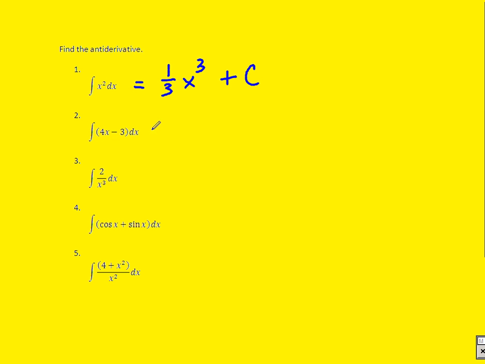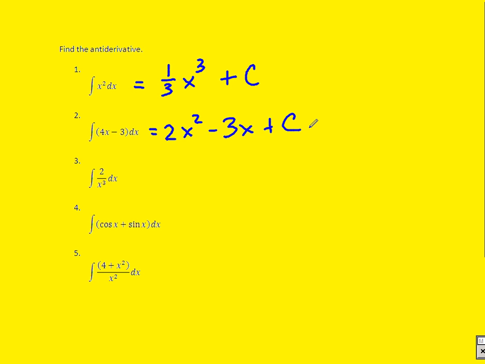For number 2, the integral of 4x will be something x squared. It should be 2x squared. Again, we do 4 divided by the new exponent of 2 gives me 2. Or I can just check with my derivative: 2 times 2 is 4 for x. And then for the 3 part, minus 3x, and always plus c at the end.